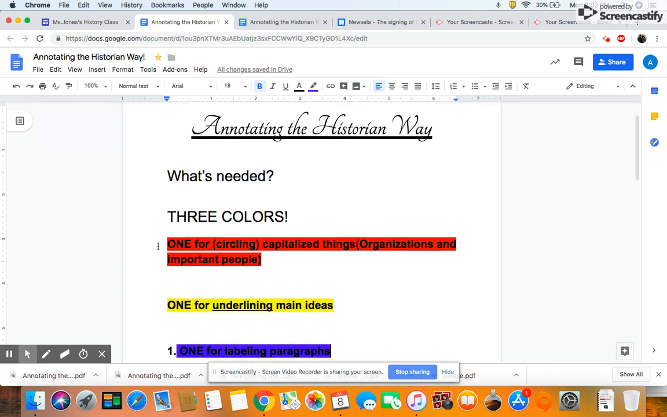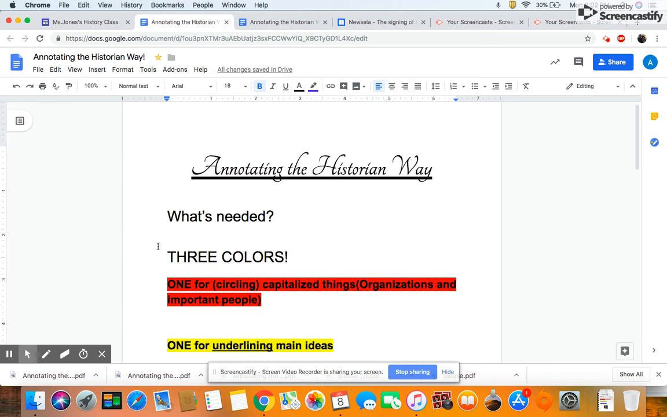I love this strategy because it's really hard for students to annotate when they have only a highlighter to use. They end up making a huge highlighter mess on their paper, and then later on when they're trying to read and decipher the importance of the document, it's going to be hard because they have everything highlighted, because we can't tell what's important and what's not.